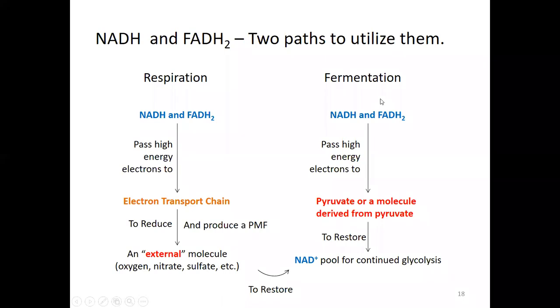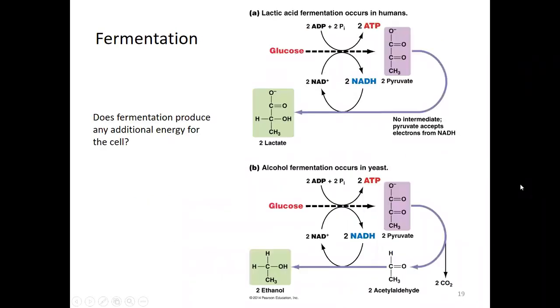So in fermentation, we're going to take NADH and FADH2. We're going to pass those high energy electrons either to pyruvate or another molecule derived from it, and that's going to restore the NAD+ pool. So here's an example of how this works.